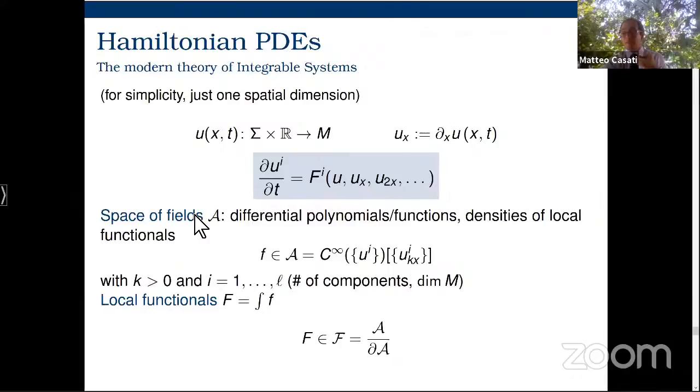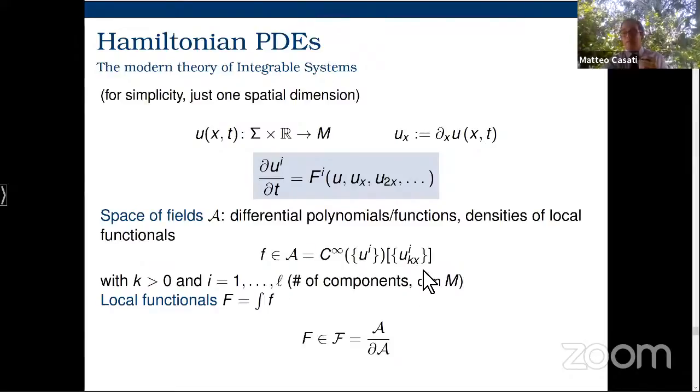We have a space of fields that we make as a formal counterpart of the space where these functions u of x live. The space of fields is modeled by differential polynomials or functions. Of course, differential functions are the extension of differential polynomials, so I will keep it easy. Namely, we will have objects which are polynomials in the jet variables, the variables that count the formal derivatives of u, and smooth functions in the generator, the function u itself.